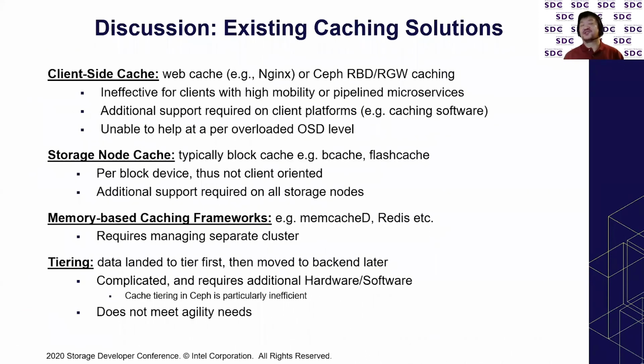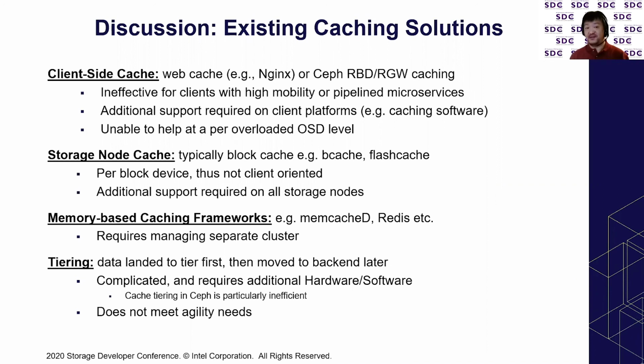Another discussion point I want to bring out is the existing caching solutions. We know there are client-side caches, like web caches or Ceph RBD and RGW, the RADOS Gateway, which also have caches. But these are ineffective for clients with high mobility and for pipeline microservices particularly. They also require additional support on the client platform, either hardware or software. It is not really helping at a per overloaded OSD level.